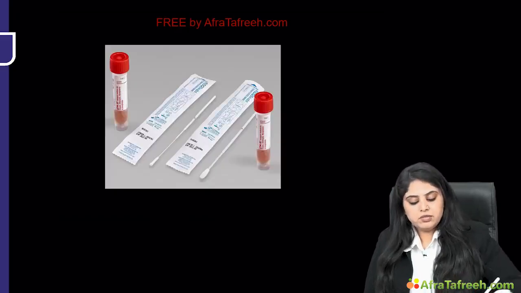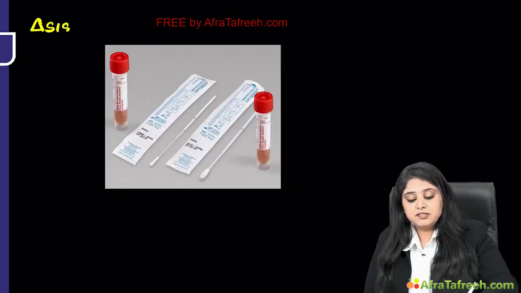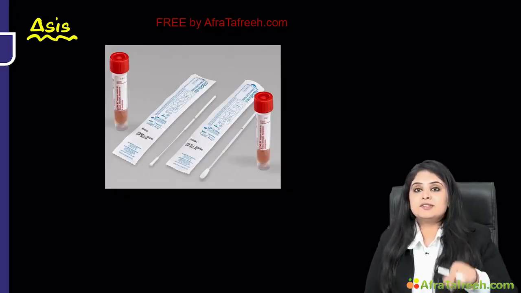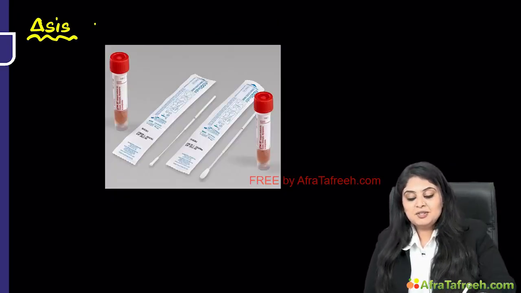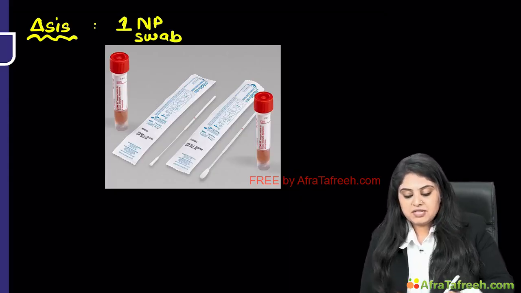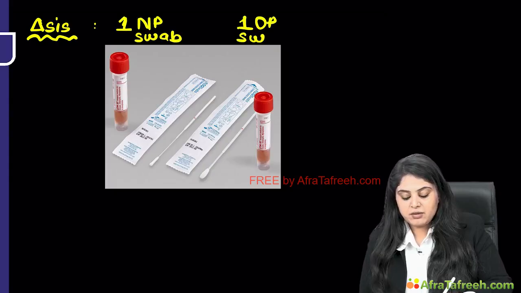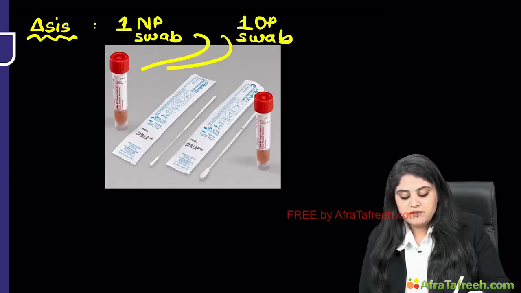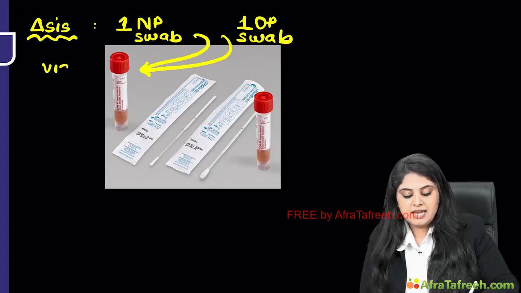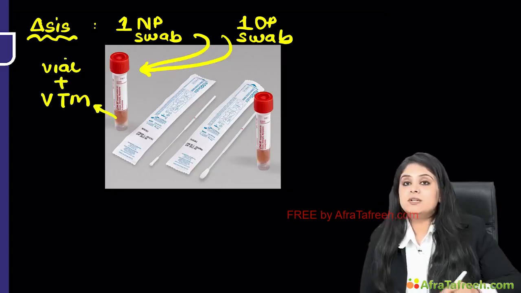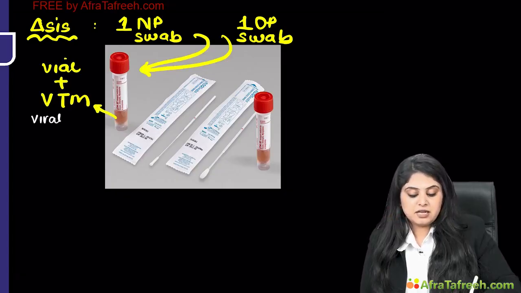So how are you going to do the diagnosis? For the diagnosis, oh, this is traumatic. Everyone remembers this swab and this vial. So you are going to take one nasopharyngeal swab and one oropharyngeal swab, and what are we going to put it into? We will put it into the same vial, and this vial contains VTM. What is this fluid? This fluid is VTM, that is, viral transport media.